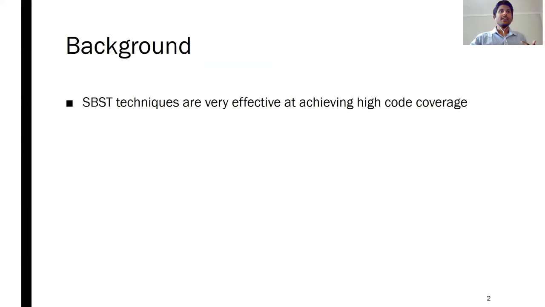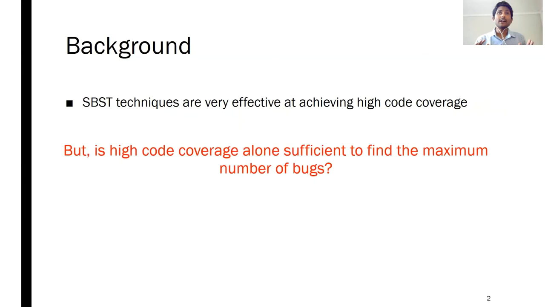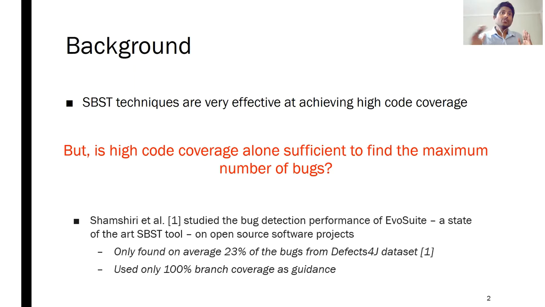SBST techniques are very effective at achieving high code coverage. Sometimes they can cover more code than manually written tests. But is high code coverage alone sufficient to find the maximum number of bugs? Well, Shamshiri et al. studied the bug detection performance of EvoSuite, a state-of-the-art SBST tool, and they found that EvoSuite could only find 23% of the bugs from the Defects4J dataset. Furthermore, they used only 100% branch coverage as guidance for SBST.